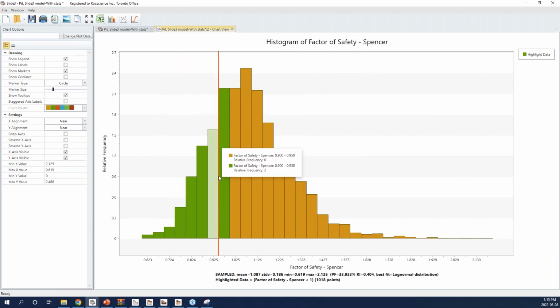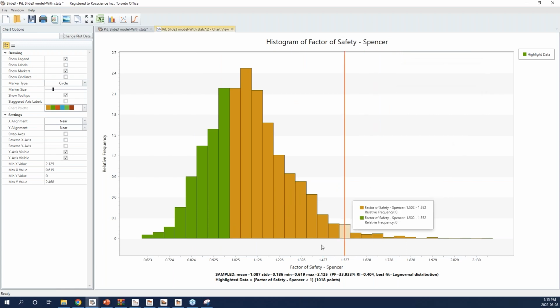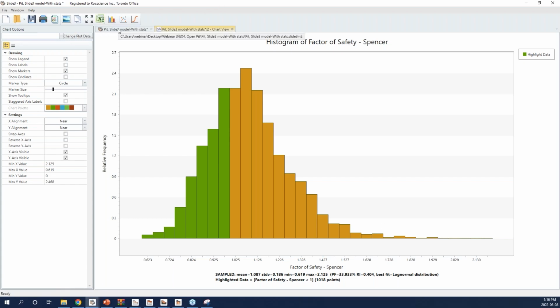And the green columns are for the cases that had a factor of safety of less than 1. The software gives you the number, around 1,000. It also gives you the mean of this distribution, standard deviation, probability of failure, reliability index, and it finds the best fit for the distribution of the factor of safety. So a lot of interesting information. You can always export it to Excel as well.